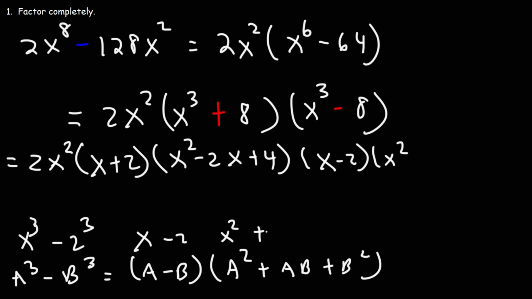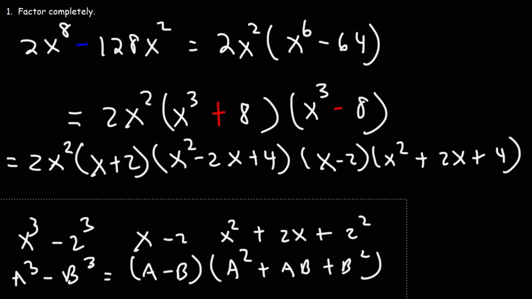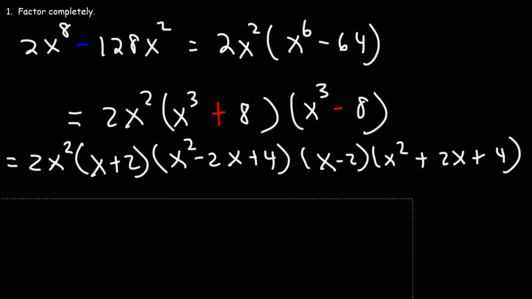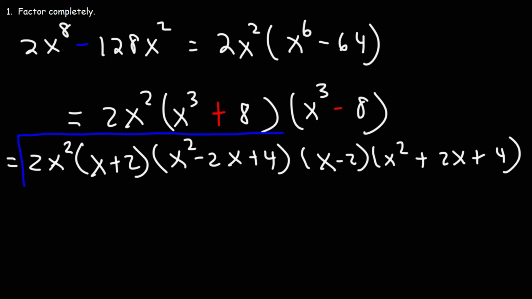And then plus ab. A is x, b is 2, so that's 2x. And then plus b squared, or 2 squared. So this is plus 2x and then plus 4. So now we've factored the expression completely. This is as far as we can go.